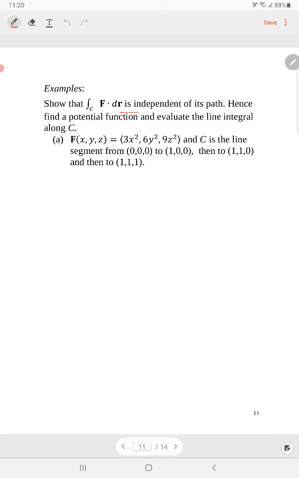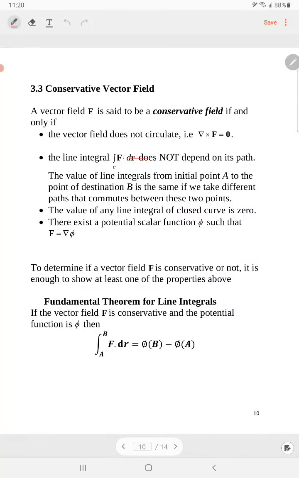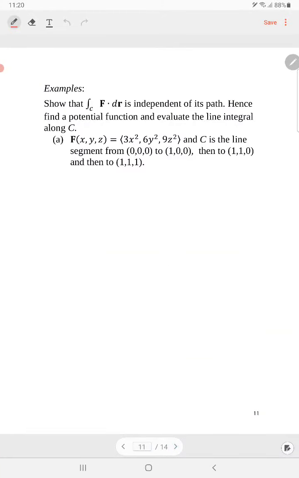We want to show that F dot dr is independent of its path, meaning that we need to show that F is conservative, because when F is conservative, F dot dr does not depend on its path. Okay, so that would be the first task. And we are also asked to find the potential function. If F dot dr is independent of its path, then F is conservative. So when F is conservative, there exists a potential function, and we can use that potential function to evaluate F dot dr.